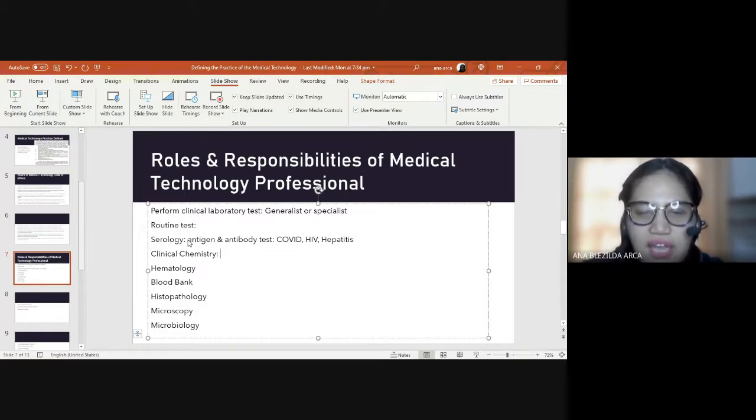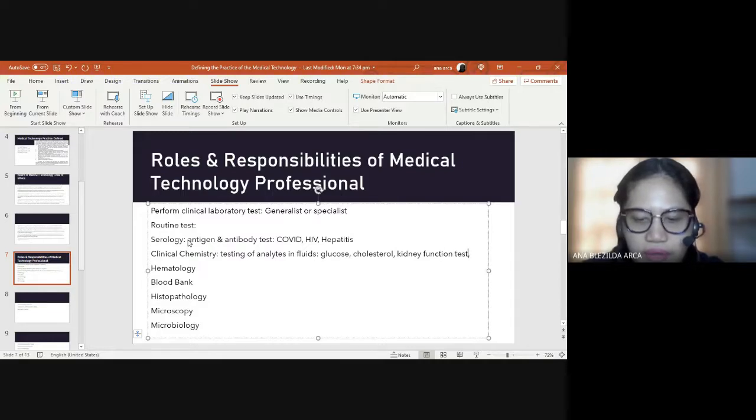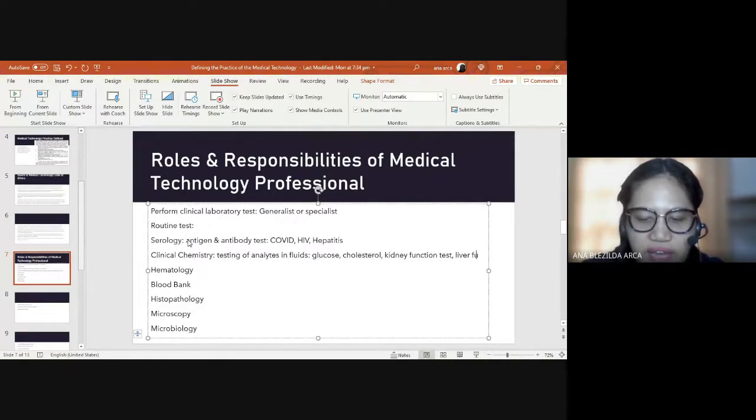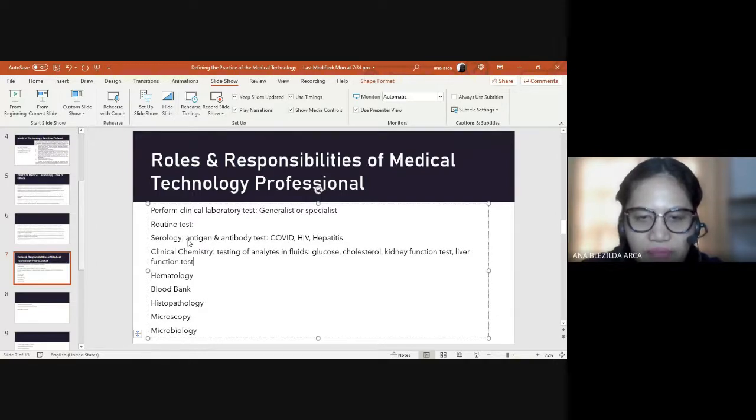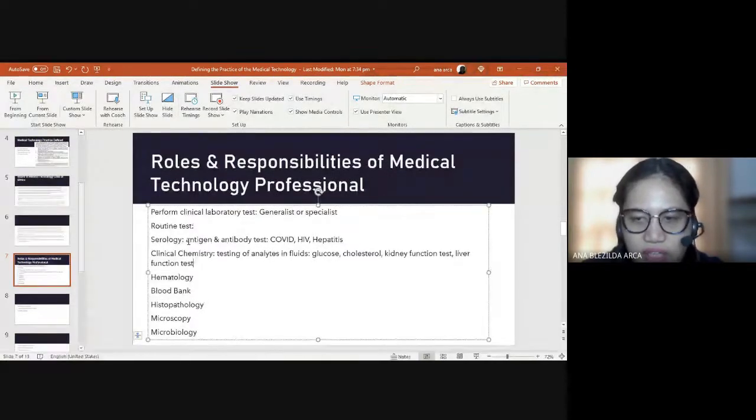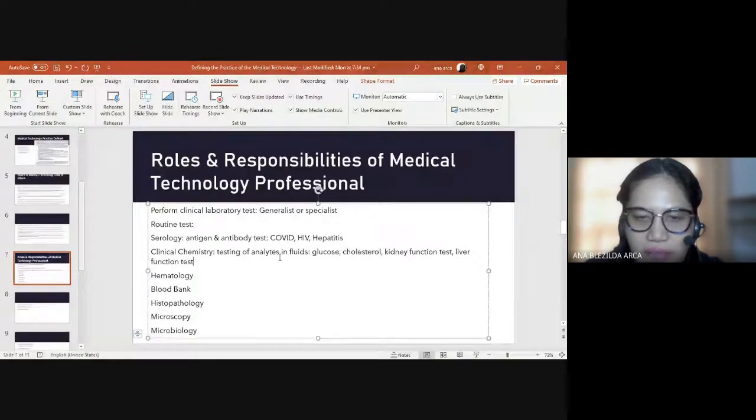Marami pang test na ginagawa sa serology. But these are just examples. But for the clinical chemistry, ito yung mga testing of analytes in fluids. Okay? So, ano ba yung mga example of analytes in fluids natin? Yung mga blood glucose, di ba? Blood cholesterol, ano pa? Kidney function test, ano pa, mga liver function test. Yan ang mga example ng mga analytes sa mga fluids, especially in blood. Okay? Meron pa yan yung mga electrolytes. Ito yung mga routine na ginagawang testing sa laboratory.